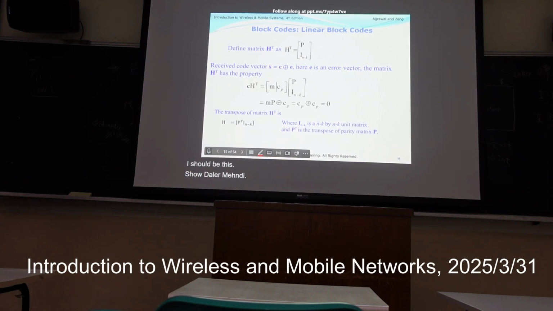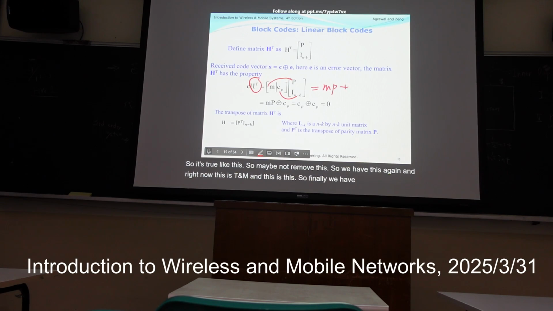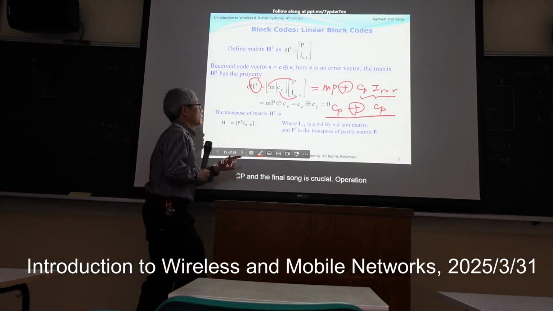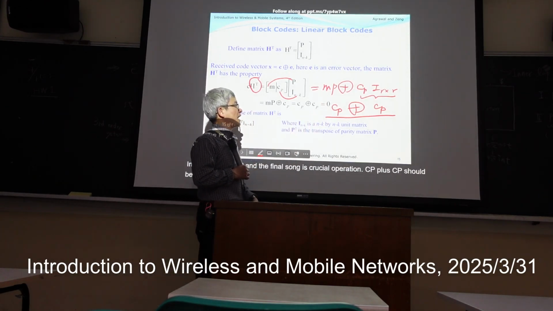So it should look like this, so maybe not remove this. So we have this again. And right now, this is P and M. So finally, we have the operation MP. Addition is exclusive OR, and the CP and the identity matrix I, R by R. And this one is CP, and this one is CP. And the exclusive OR operation CP plus CP should be 0. So finally, we have a 0 vector.